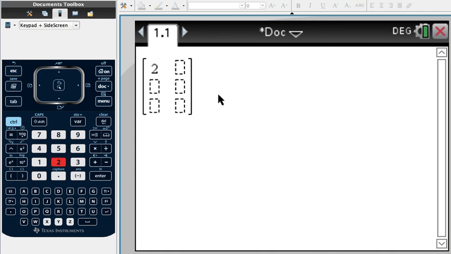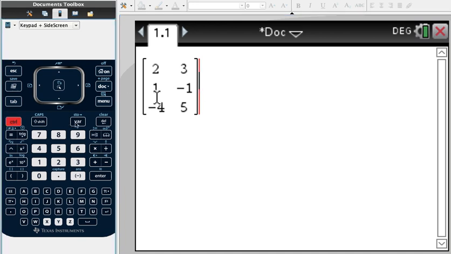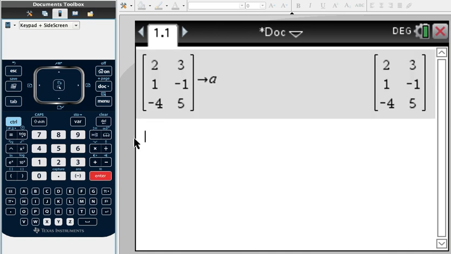Then just start putting the numbers in. You can do that however you want, and I'd encourage you to play along here. Put these in as so. This was question number 8 on that matrix operations worksheet. Then we're going to store it into a variable location, like we did when we were working with the financial math stuff. I'm going to store that into A, and it will allow us to do that.